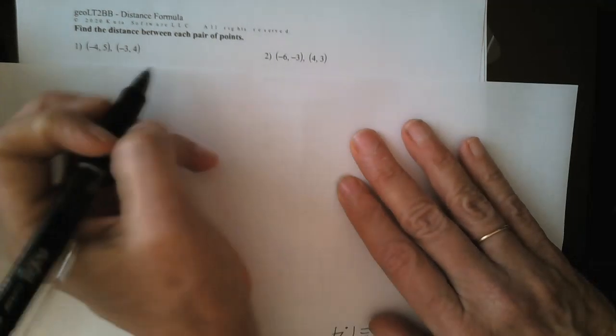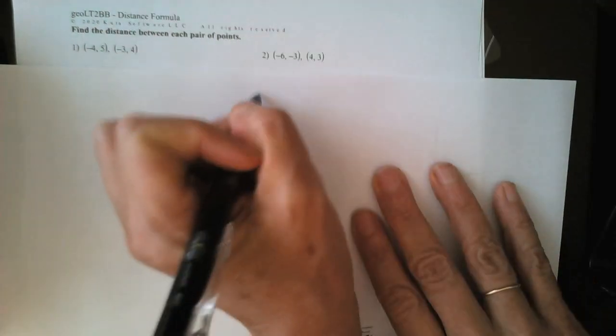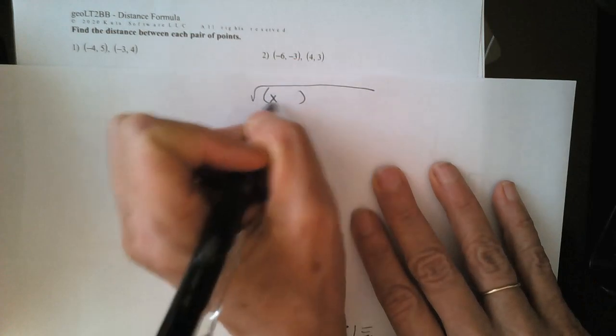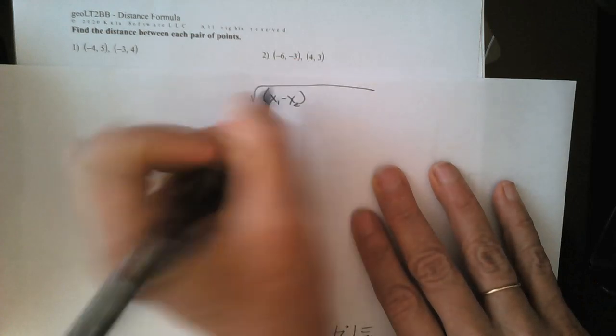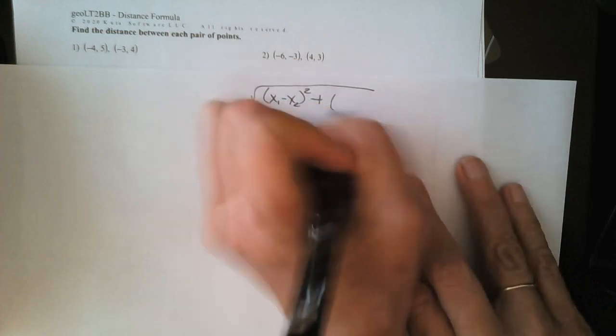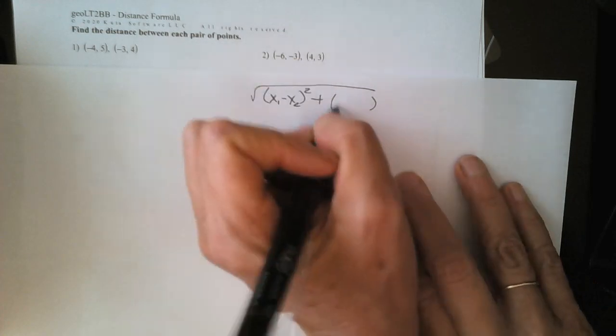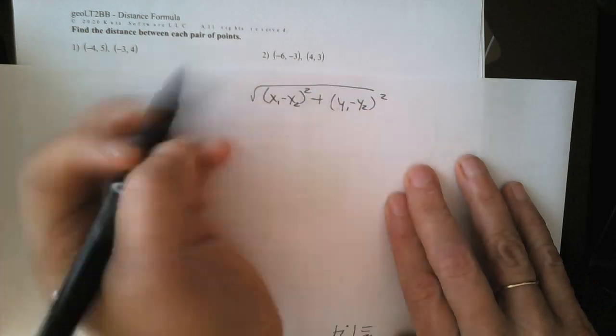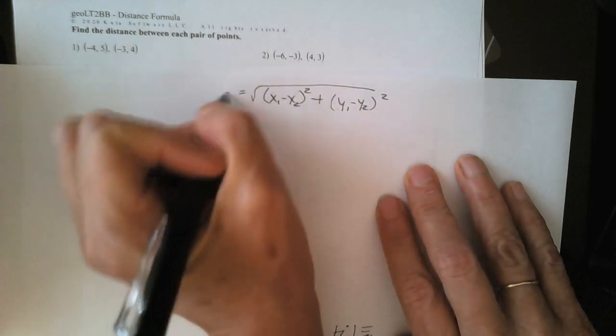So looking at number 2 here, here's our formula. It's the difference between the x's. Subtract the x's and square it. Add that to the difference between the y's and square it. That will make our distance.